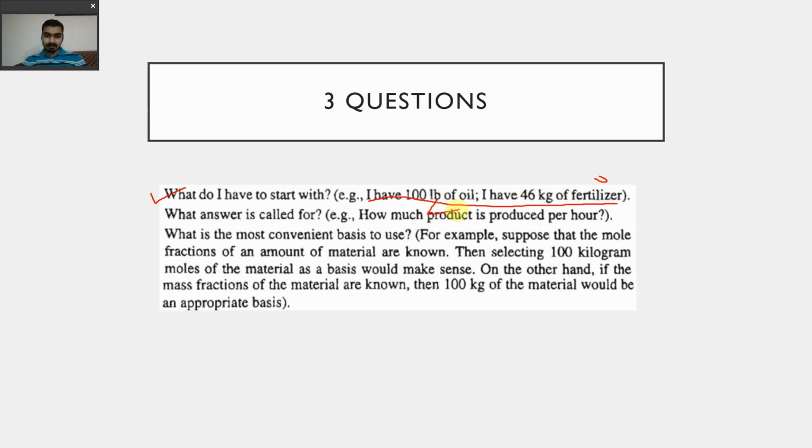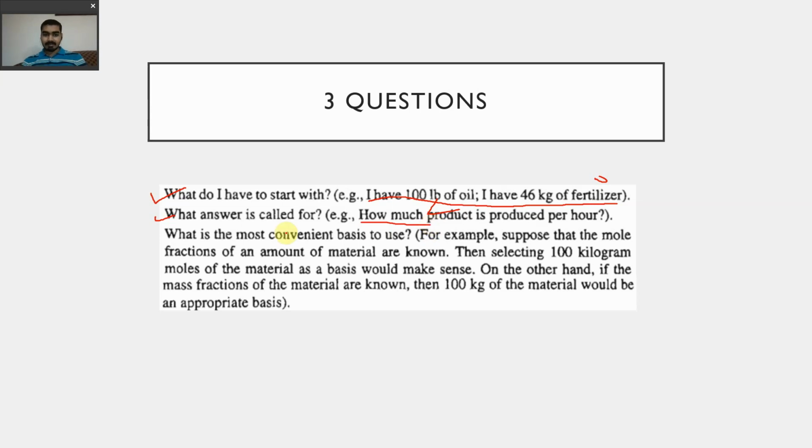Then, what answer is called for. You should know what our aim is in selecting that basis, or what we aim to find out in the question. In the question you will be given something like find the mass fraction, mole fraction, the ratios, or how much the product flow rate is. You should know what you have to find in your answer.